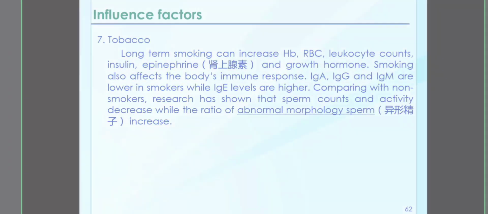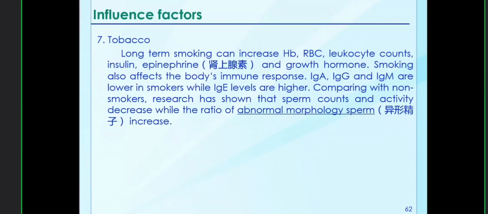Next factor is the tobacco. Long-term smoking can increase the hemoglobin, red blood cell, leukocyte counts, and insulin, epinephrine, and growth hormone. Smoking also affects the body's immune response. For example, the hemoglobin A, IgG, and IgM are lower in smokers, while IgE levels are higher. Comparing with the non-smokers, research has shown that sperm counts and activities decrease while the ratio of the abnormal morphology sperms increase.